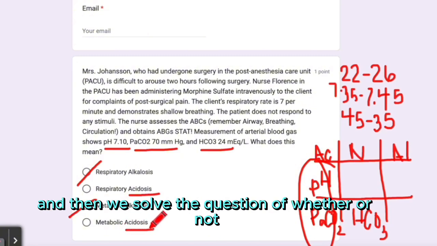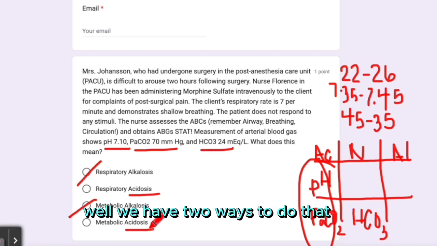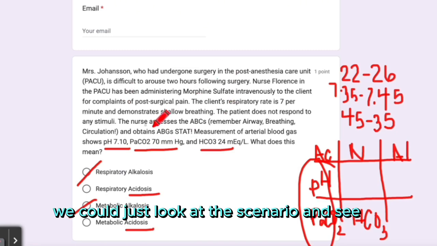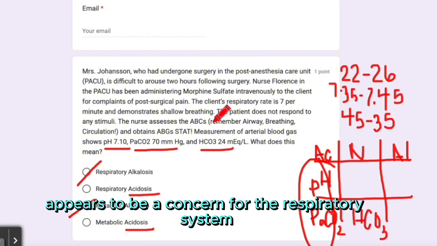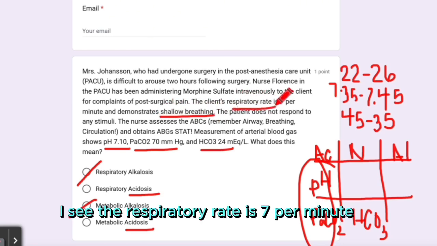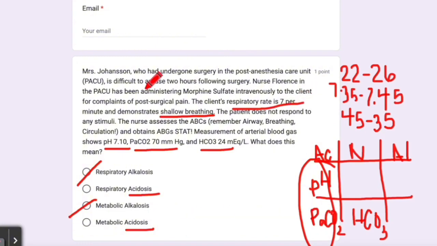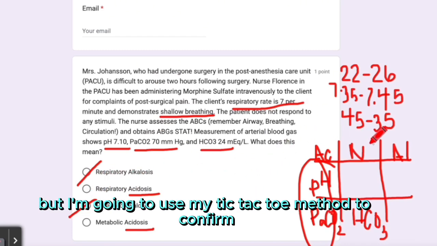And then we solve the question of whether this is a respiratory or a metabolic scenario. We have two ways to do that. We could just look at the scenario and see, does it seem like a respiratory scenario? Do they mention anything that appears to be a concern for the respiratory system? Well, I see some shallow breathing. I see the respiratory rate is 7 per minute. With that said, I might think this was respiratory acidosis, but I'm going to use my tic-tac-toe method to confirm or deny.